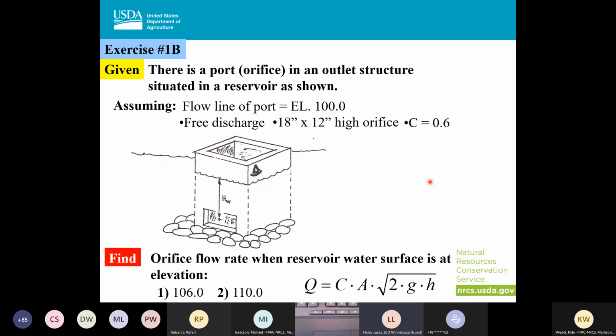What is the G variable? That is gravity, so it's a constant, so it'll be 32.2. Oh yeah, thanks.